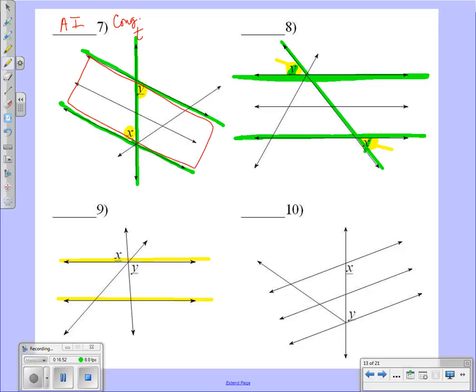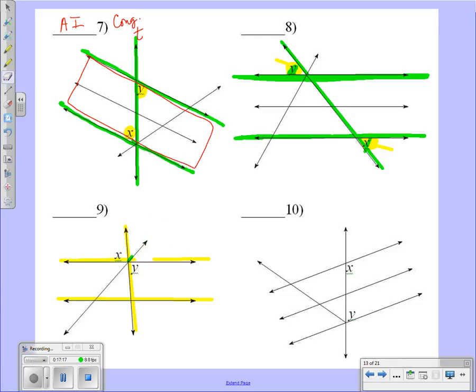So now I'm going to look at the transversal that touches both angles. It'll be the one going up and down here. Just to show you, if I look at this one that I'm highlighting green, notice that is not connected to angle X or angle Y. And so that's why that one is not chosen as the transversal.